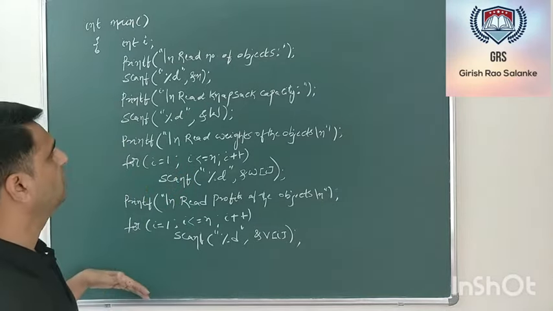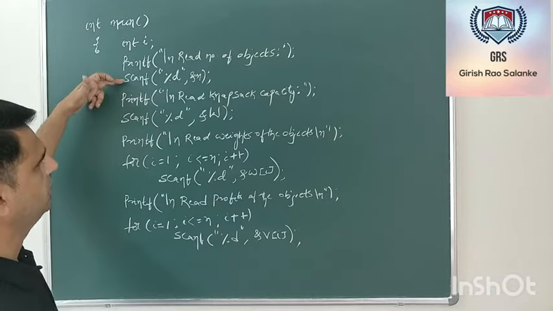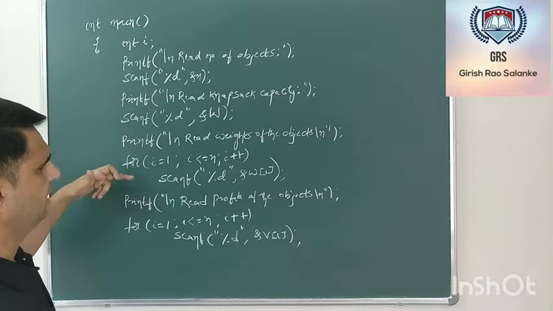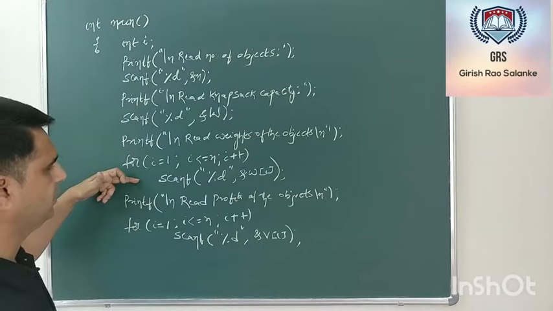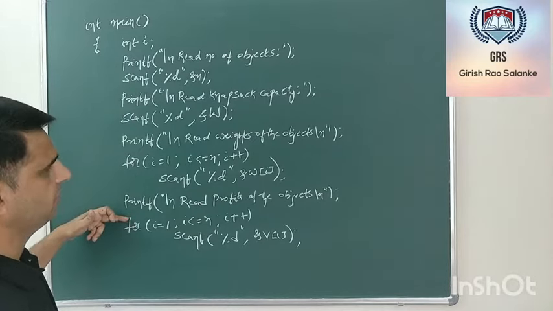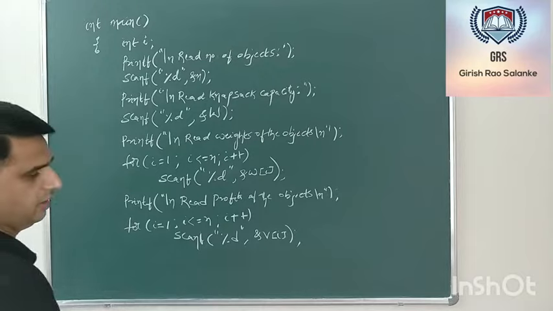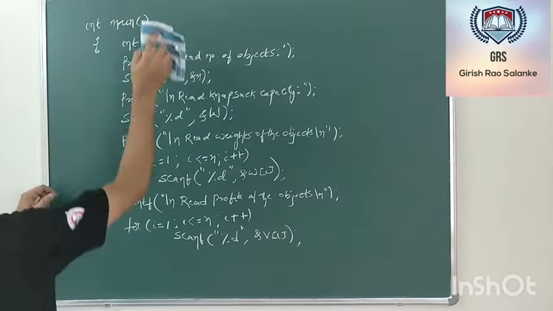So this was the input. That is, I have read the number of objects, the knapsack capacity, the weights of those objects, and the profits associated with those objects. Next thing, okay, the continuation of the main function.